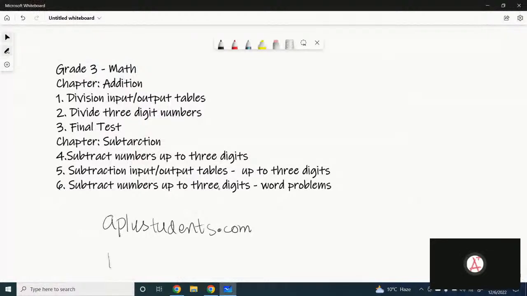Then you have to select math from the subject tab. Scroll down to grade 3 maths. Click on view all lessons. So here is the list of the lessons we are going to cover today.